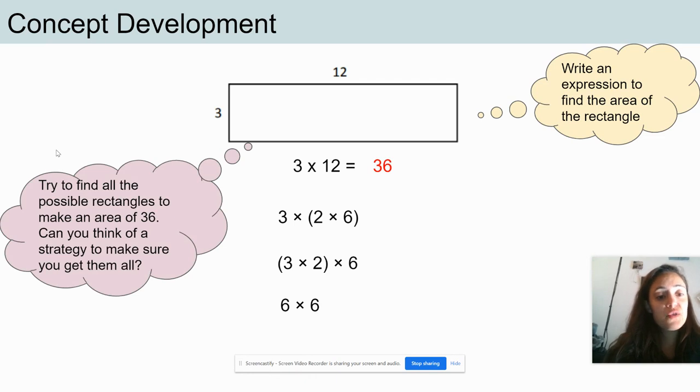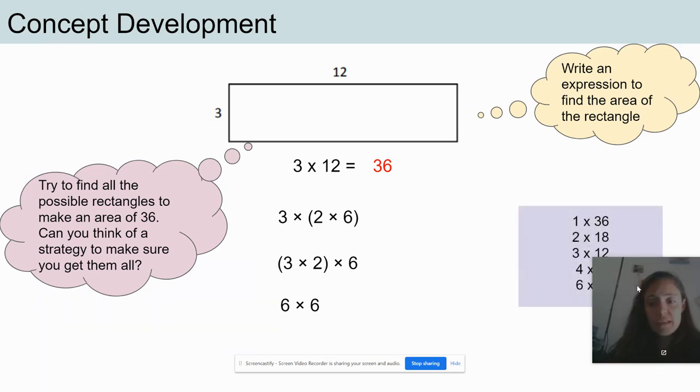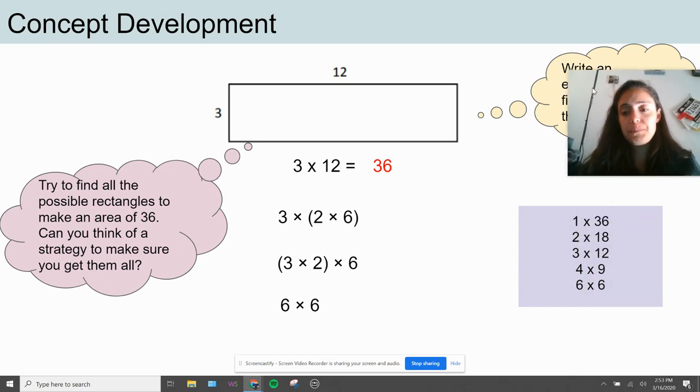So now I need to try to find all the possible rectangles to make an area of 36. Can you think of a strategy to make sure you get them all? So I have to think about all the things I know and what I can do to make 36. So my factors, okay, I know 3 times 12 is 36, 6 times 6 is 36, but how else can I go through to get 36? So I need to go through and see all the different factors that I can make to make 36. And over here, I have 1 times 36, 2 times 18, 3 times 12, 4 times 9, 6 times 6.